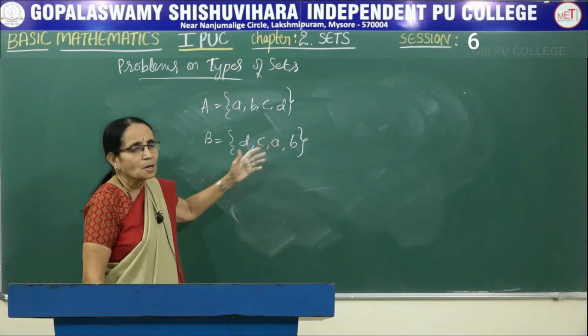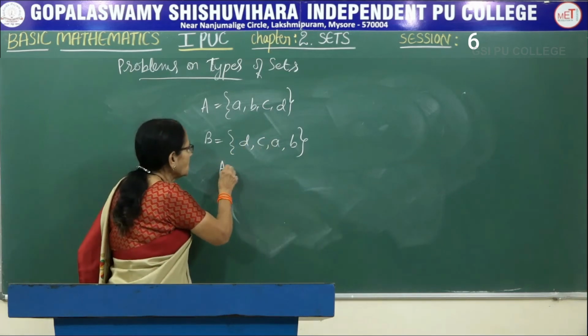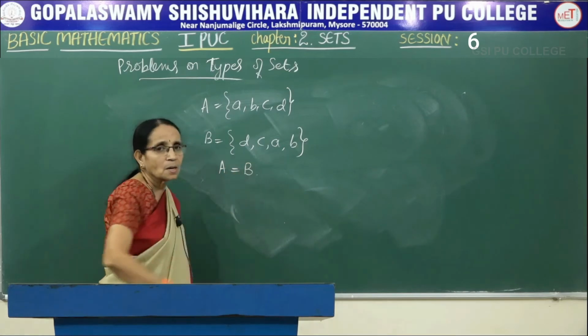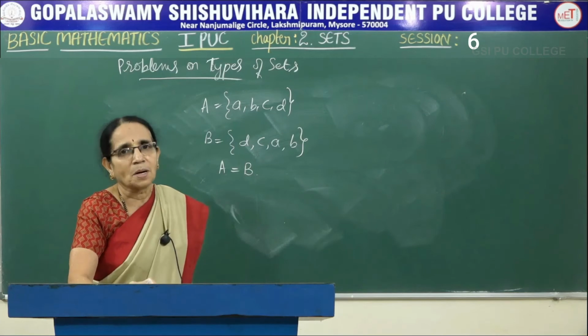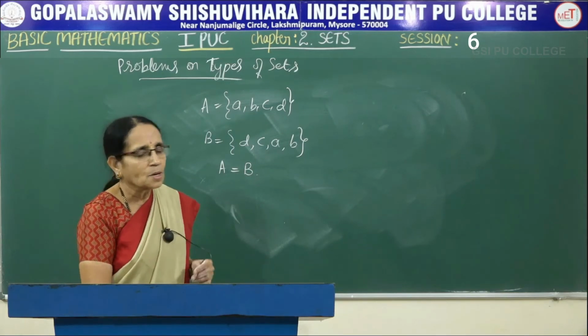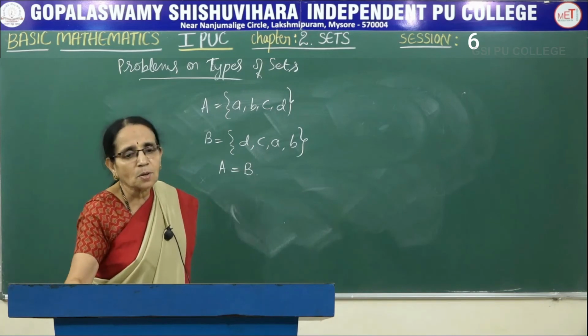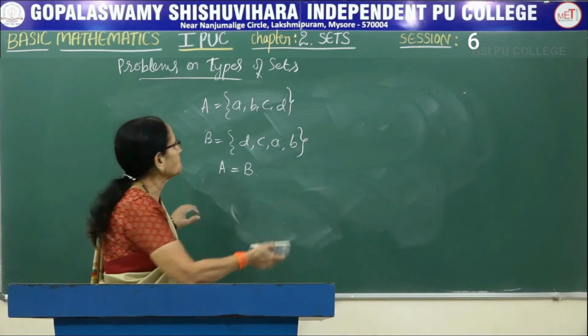Order is different. So, what can you say? Are they equal or unequal? Certainly, they are equal. Why? What's the reason? Since they contain the same elements. Don't say same number here. They contain the same elements. Therefore, they are equal to each other, or A and B are said to be equal sets.